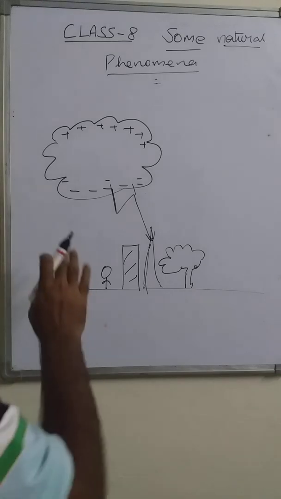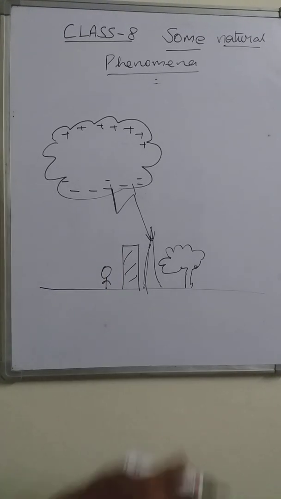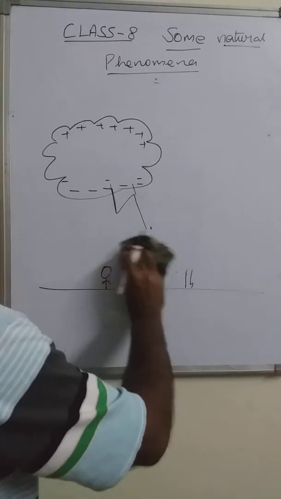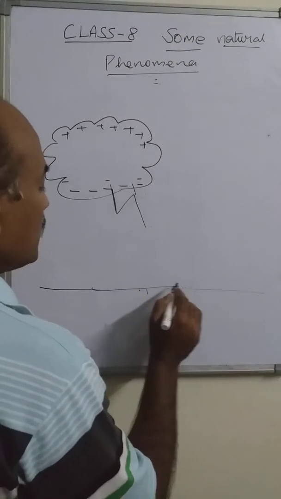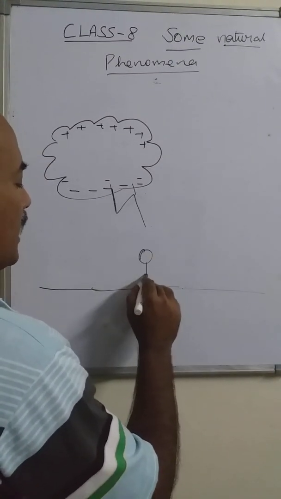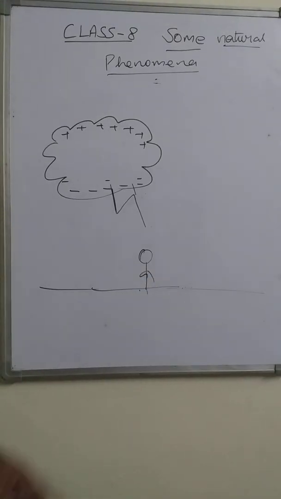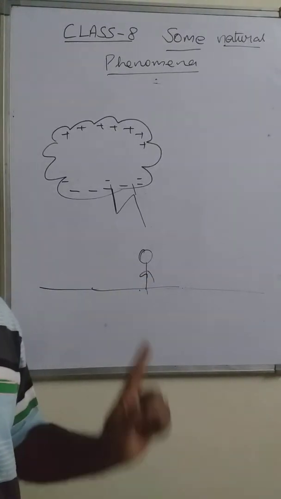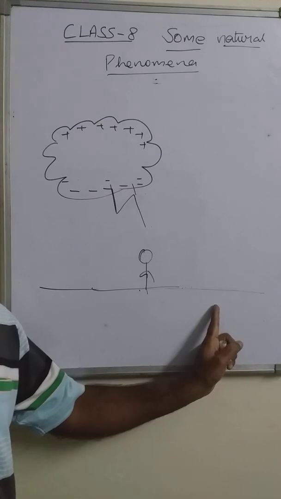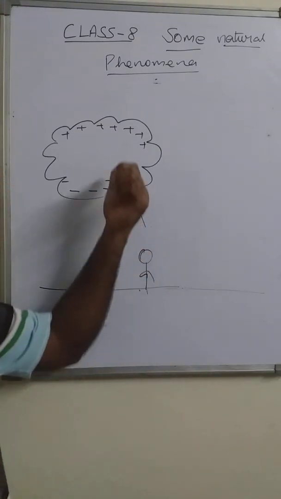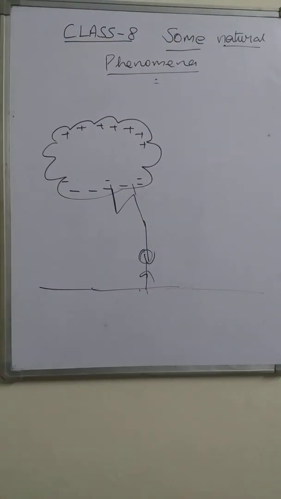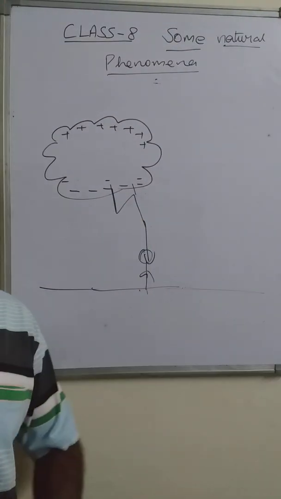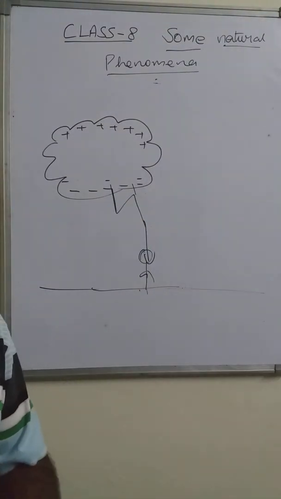Right? If nothing is present, if it is open space, then a person is standing. Now the person is the tallest at this place. So now what will happen? The flow of charge obviously takes place through his body. Then it causes a lethal effect.